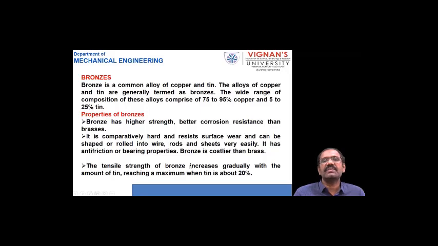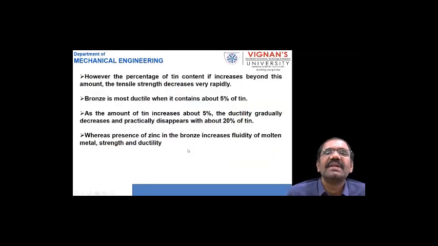The tensile strength of bronze increases gradually when the amount of tin is increased. So when tin is added up to a maximum of 20%, its tensile strength will increase. Okay, next one. However, if the percentage of tin content increases beyond 20%, the tensile strength decreases very rapidly. Up to some amount only we have to add that one.